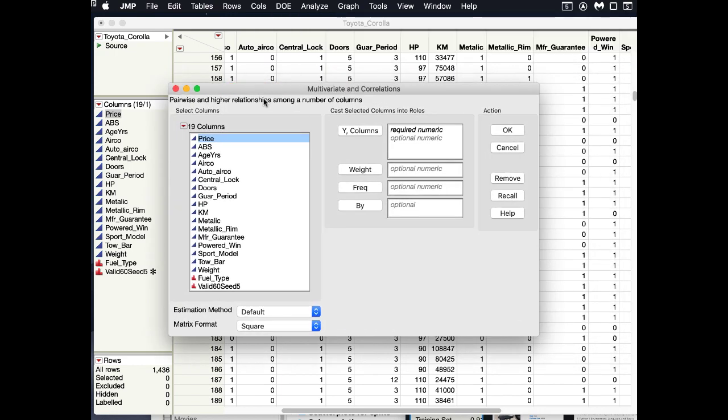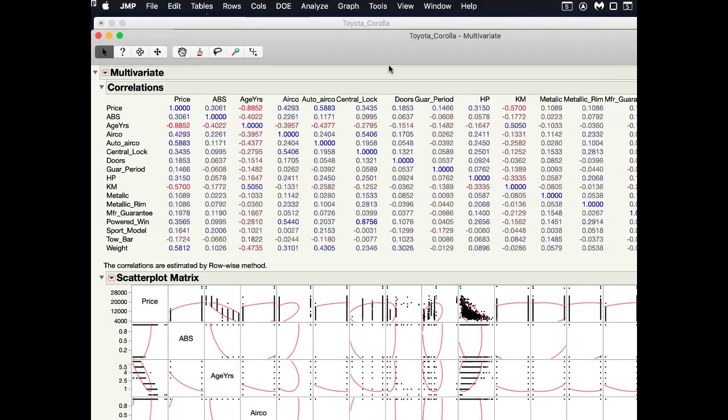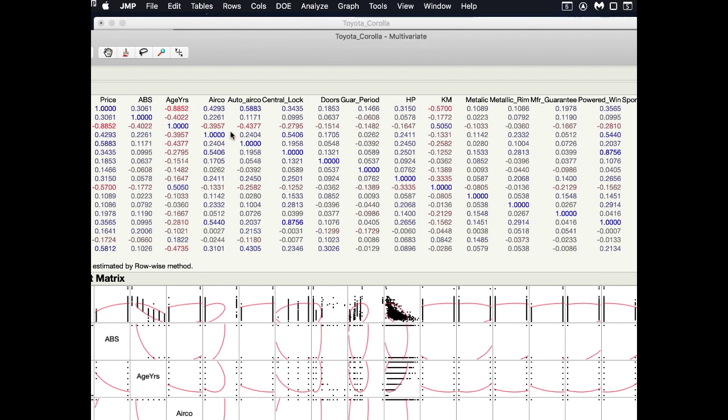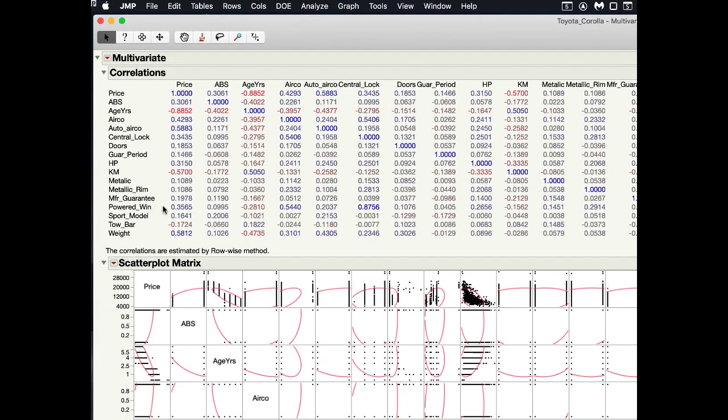We will take all of our numeric information and put it here in columns, in our Y column, and have a look at it, and there is our correlation matrix. If you look at this, you'll notice that central locks, so here is our central locks, has a 0.87 relationship with powered windows. So if I get over here, here's powered windows, and then here's central locks. We have a very high relationship, a very strong correlation between these two variables.